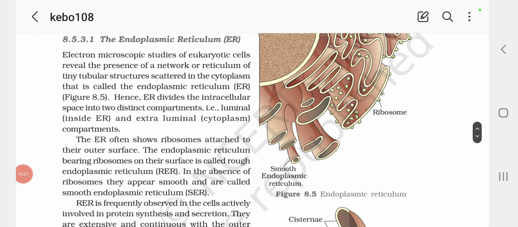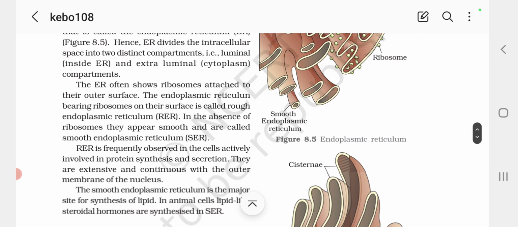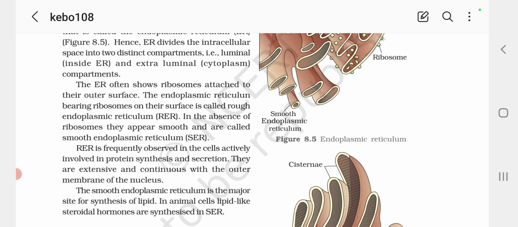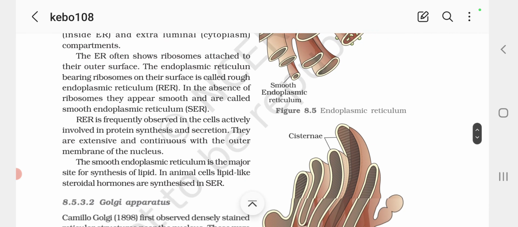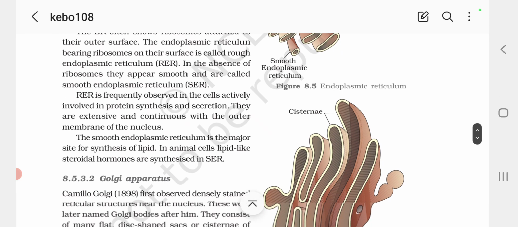8.5.3.1 The endoplasmic reticulum. Electron microscope studies of eukaryotic cells reveal the presence of a network or reticulum of tiny tubular structures scattered in the cytoplasm that is called the endoplasmic reticulum. Hence, ER divides the intracellular space into two distinct compartments, that is, luminal and extra-luminal compartments. The ER often shows ribosomes attached to the outer surface. The endoplasmic reticulum bearing ribosomes on the surface is called rough endoplasmic reticulum. In the absence of ribosomes, they appear smooth and are called smooth endoplasmic reticulum.